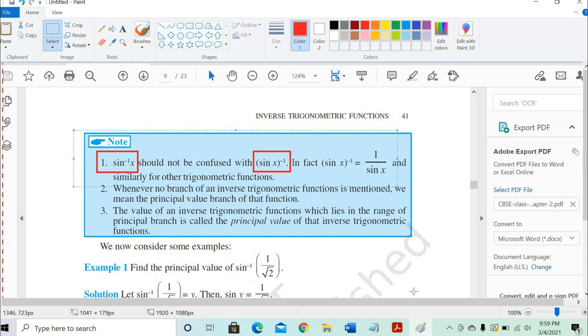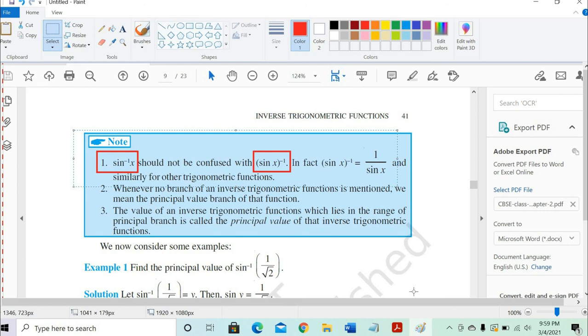Okay, sir. So the value of an inverse trigonometric function which lies in the range of the principal value branch is called the principal value of the inverse trigonometric function. When we do the calculation, it will get very clear to you. If you get any angle from the inverse, that means sine inverse x, that angle should be in the principal value branch, between minus pi by 2 and pi by 2.